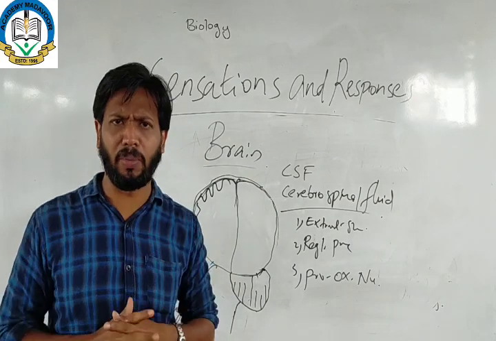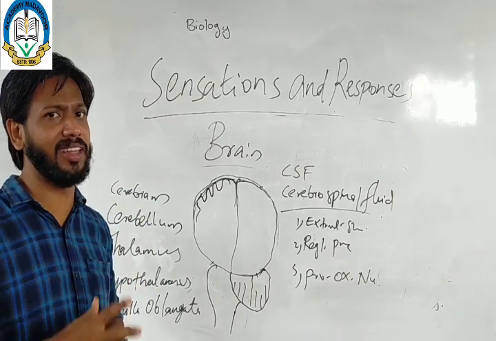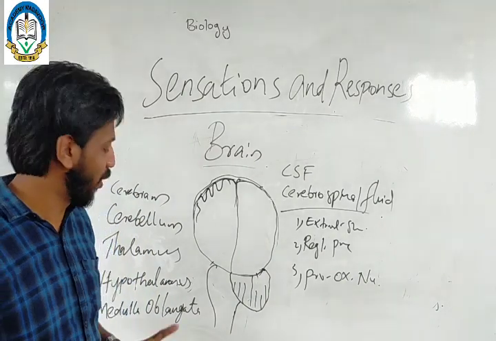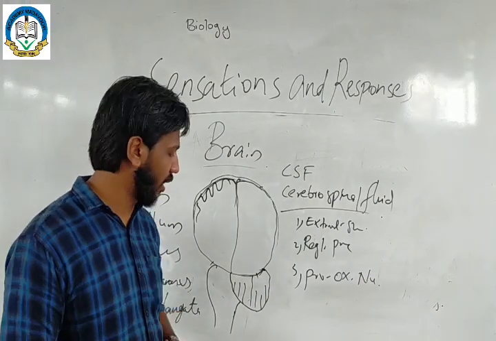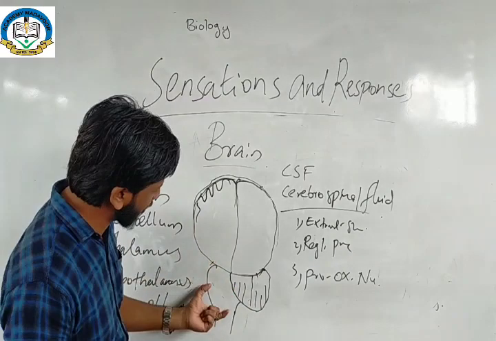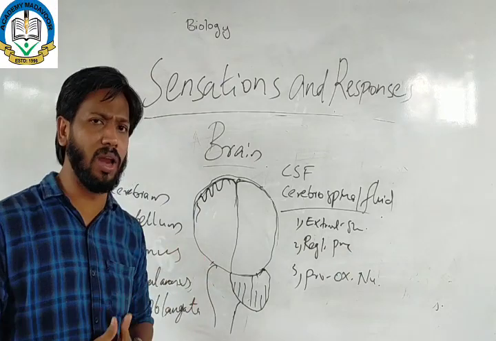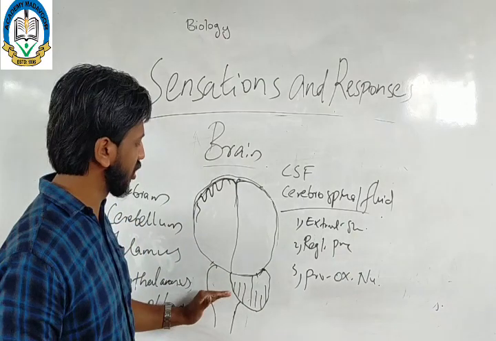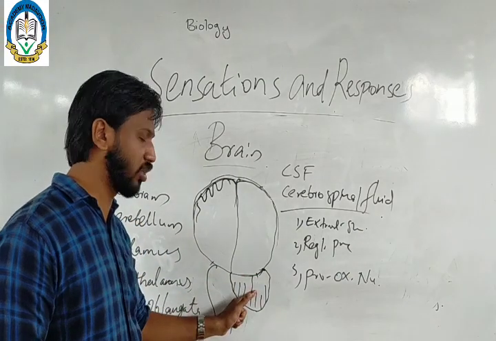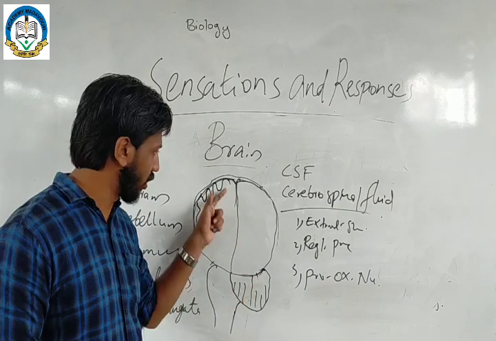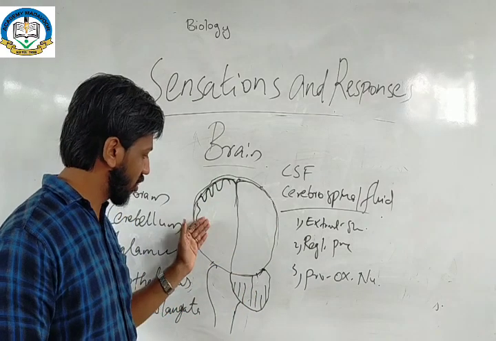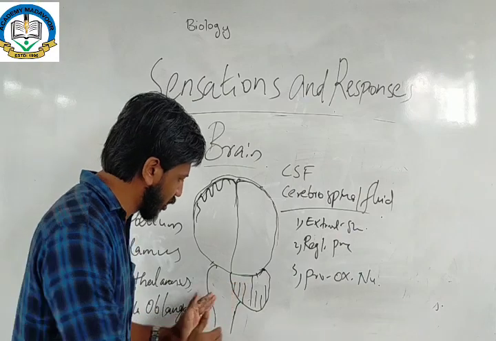What is the importance of medulla oblongata? The rod-shaped medulla oblongata is situated below the cerebrum and near to the cerebellum. This one is the cerebellum. This one is the cerebrum, outer surface. Then it is situated below, near to the cerebellum.